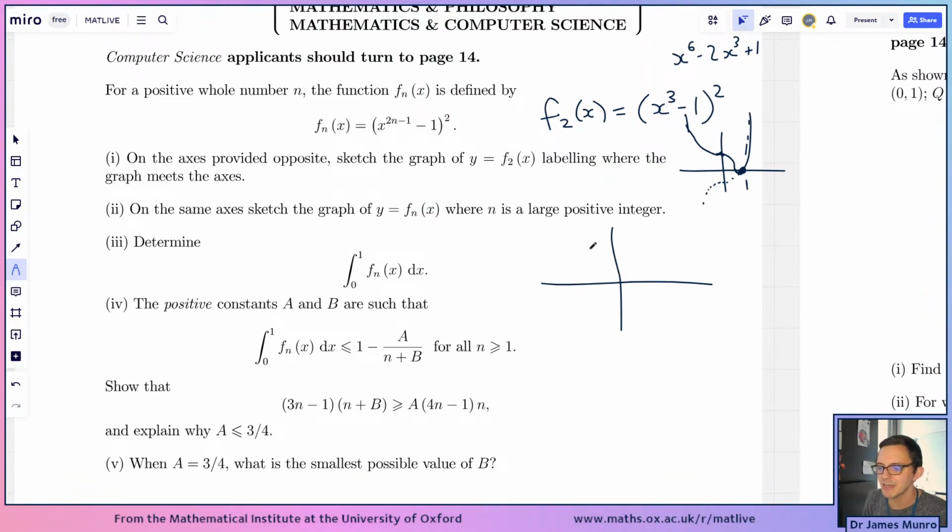Good. Same axes sketch. So on the same axes, but I'm going to do different axes because I'm like that. Let's sketch this where f_n(x), where n is a very large positive integer. So x to the 2n minus 1 will be really a huge power of x, and that's an odd number, 2n minus 1. So the graph of x to the 2n minus 1 is going to be like this.